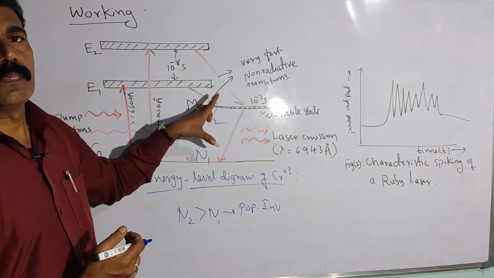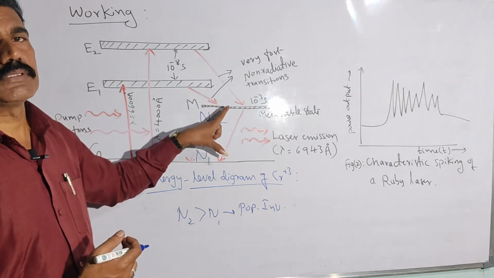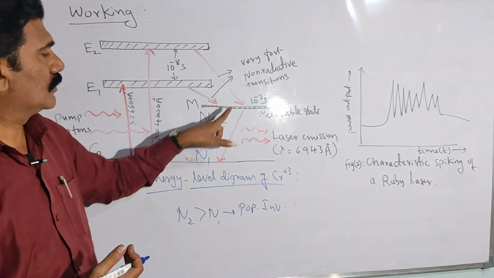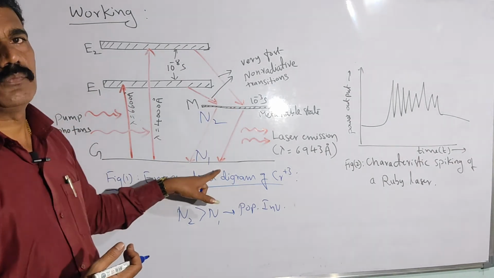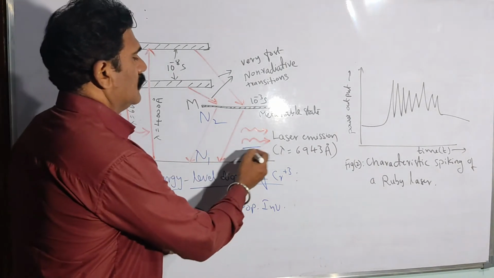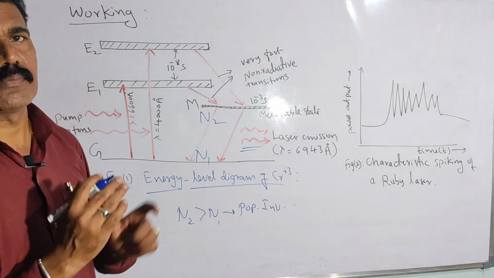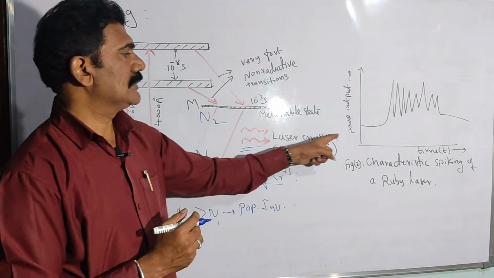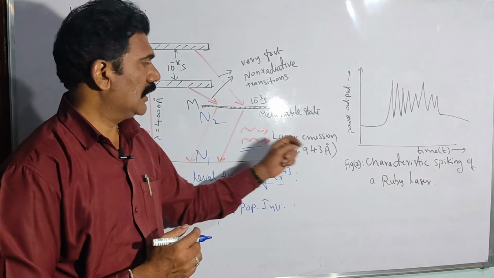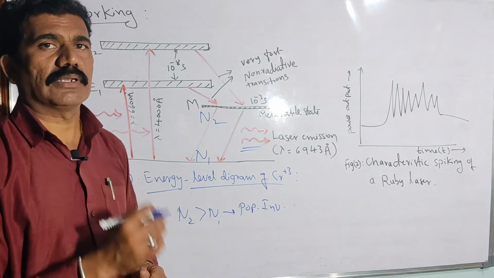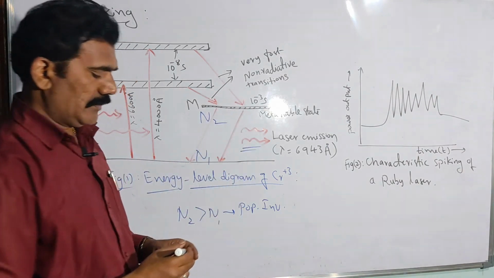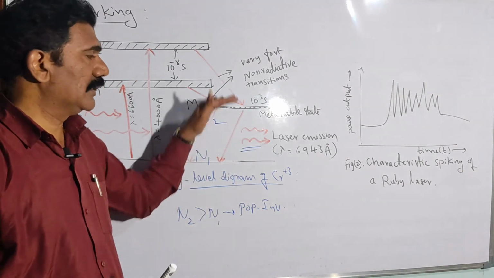So due to the stimulation, we can say stimulated emission of radiation occurs between the metastable state and the ground state, N2 to N1, with the population inversion N2 greater than N1. Such emitted photons are considered the coherent laser beam. In that way, laser emission with a wavelength of 6943 angstrom units is emitted in the ruby laser. So this kind of emission of radiation is obtained by stimulated emission.